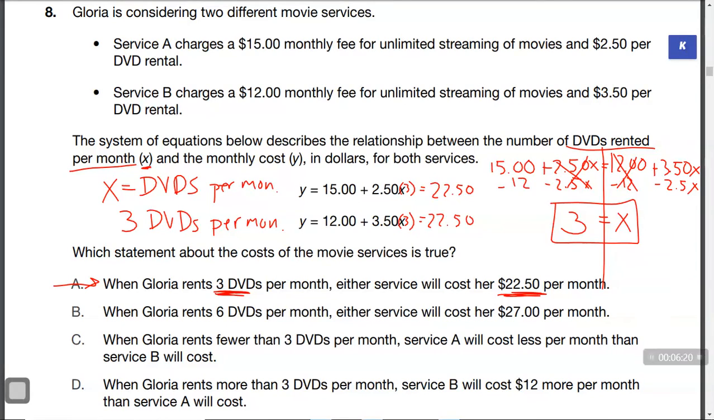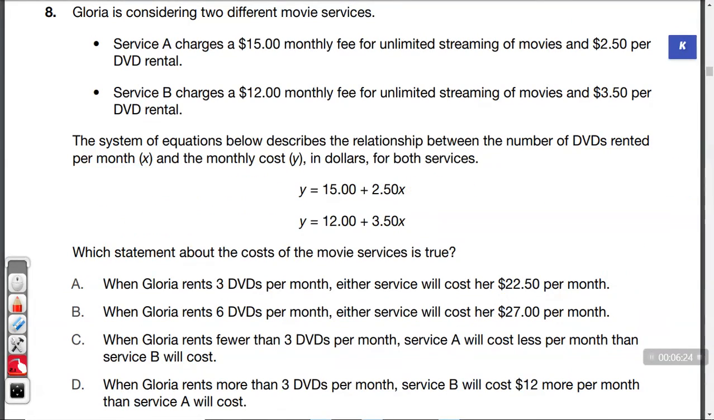The other way to go through this would be to just plug in what you know. And I'm going to erase some things here. If I wanted to test B, for example, when we rent 6 DVDs per month, I could come up here and put 6 in for both of these. And if I put 6 in for both of those, you could calculate what each one is costing. Now let's go ahead and do that.